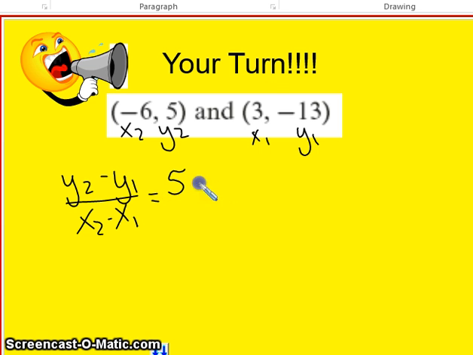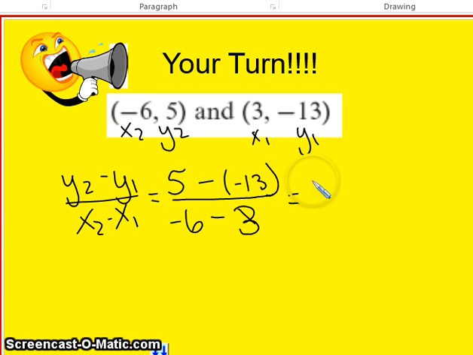y2 is 5 minus y1, which is -13. And we're dividing that by x2, which is -6, minus x1, which is 3. Now when I subtract the top, 5 minus -13 is really 5 plus 13, because when you subtract a negative, you're really adding. So 5 plus 13 is 18. And in the denominator, -6 minus 3 is -9. So I have positive 18 divided by -9, which gives me a -2. So my slope between the points -6, 5 and 3, -13 is -2.